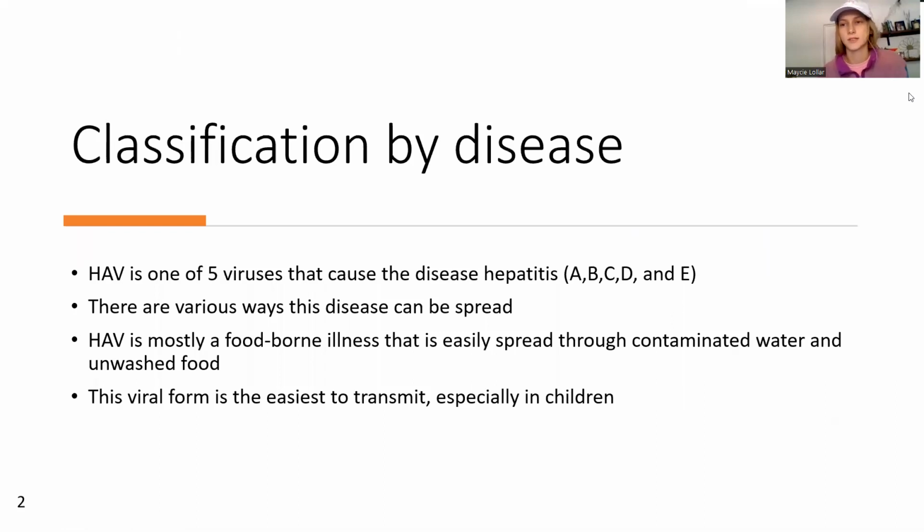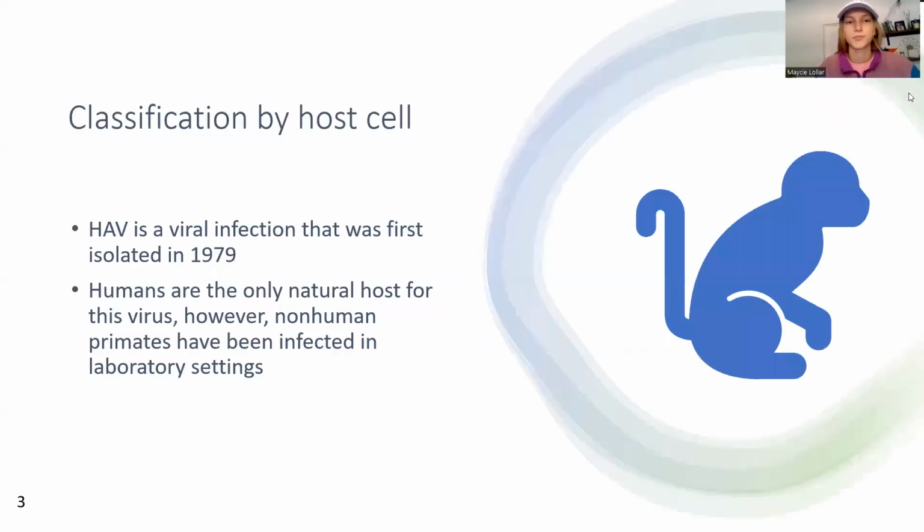HAV is one of the 5 viruses that causes the disease hepatitis, and there are various ways that this disease can be spread. However, HAV is mostly a foodborne illness that is spread through contaminated water and unwashed foods. This virus form is the easiest to transmit, especially in children.